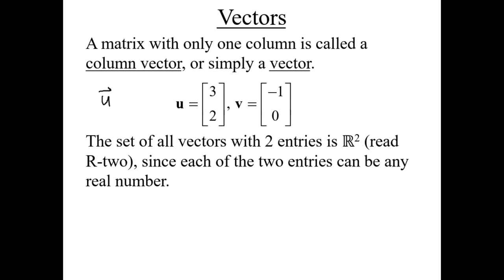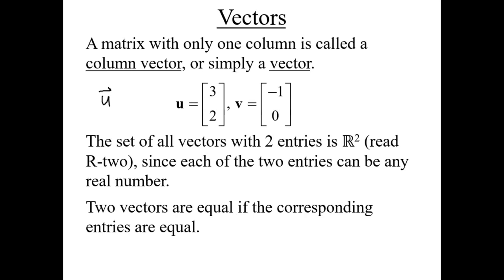The set of all vectors with two entries is this R2, or R squared is fine too, but generally I'll read this as R2. And so this represents any vector with two entries. The reason is that each of those two entries could be any real number. The first entry could be any real, the second entry could be any real. So we just call it R2 because there are two different real numbers to pick. Two vectors are equal if the corresponding entries are equal. Basically that's what I mean by two vectors being equal, that the components are exactly the same.